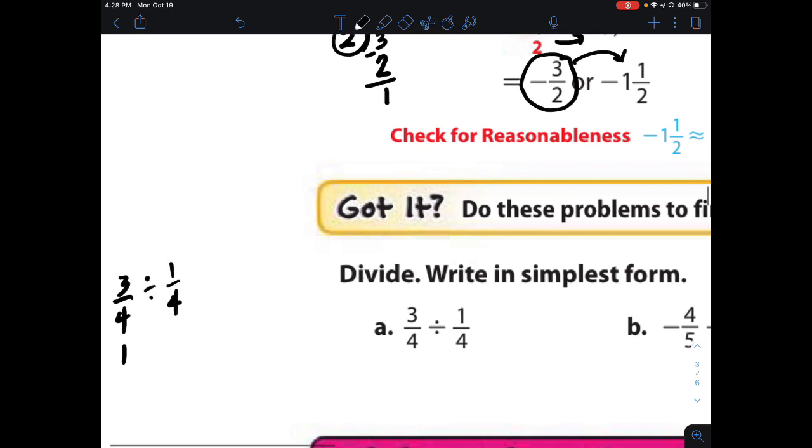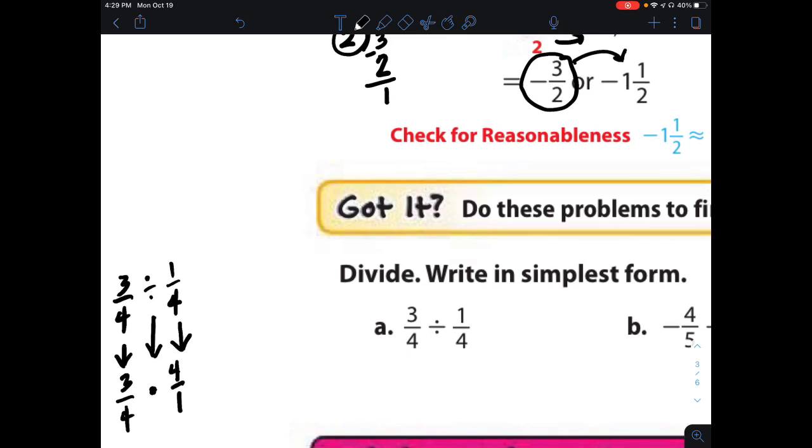Okay, again, we simply bring down 3/4. We change division into multiplication, and we get the reciprocal of 1/4. The reciprocal of 1/4, or the multiplicative inverse, is basically the same as flipping the fraction. So we simply flip 1/4 to become 4/1.